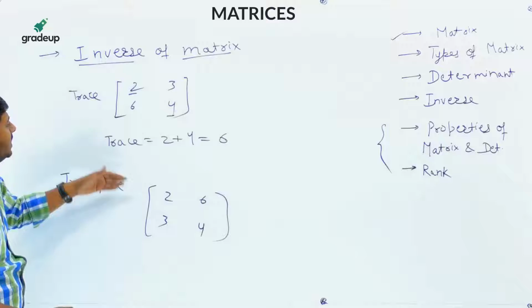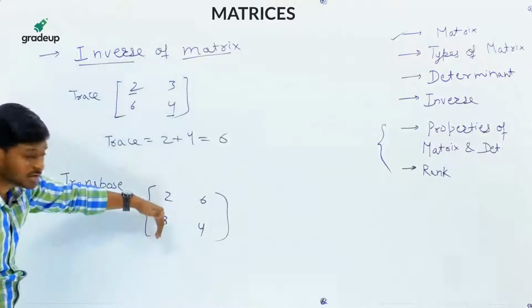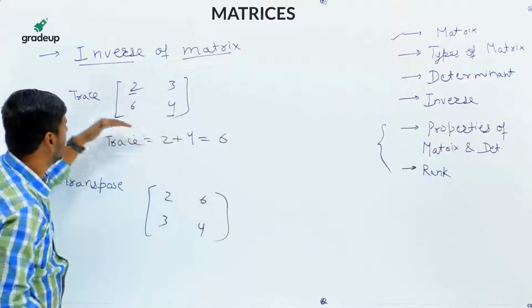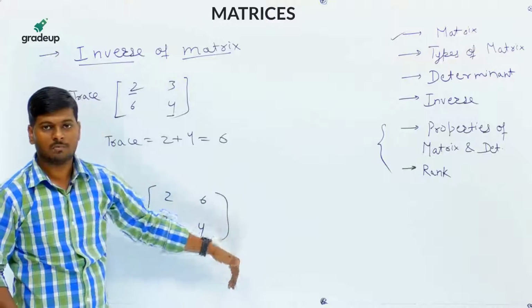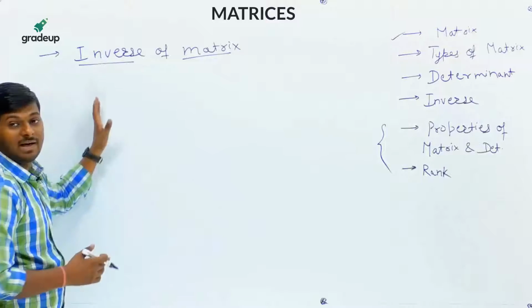Okay, for a 3 cross 3 matrix, the first row is converted to the first column, the second row into the second column and the third row into the third column. Simple. Now we will find the minors of a matrix.